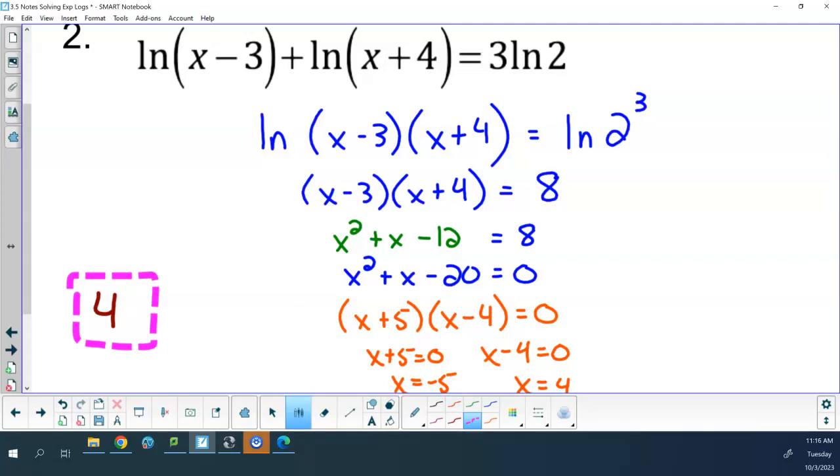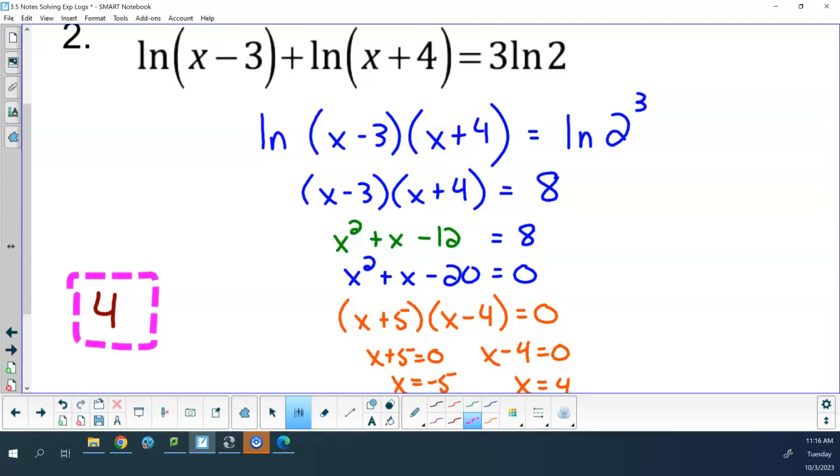So if I plug in -5 into the very first one in my original equation, I get the natural log of -8. And that just can't happen. I can't take e to any power and get a negative number. So -5 gets thrown out. It's called an extraneous solution.